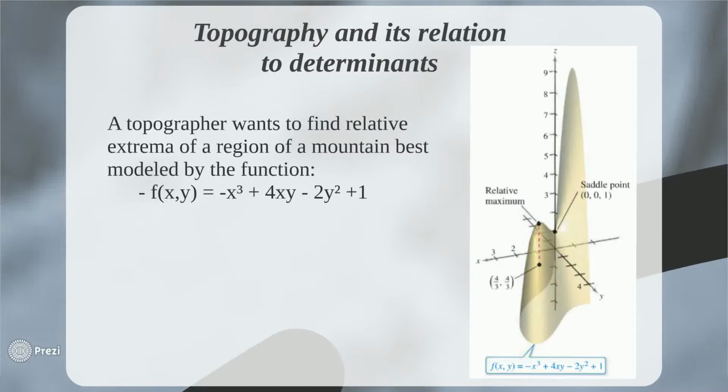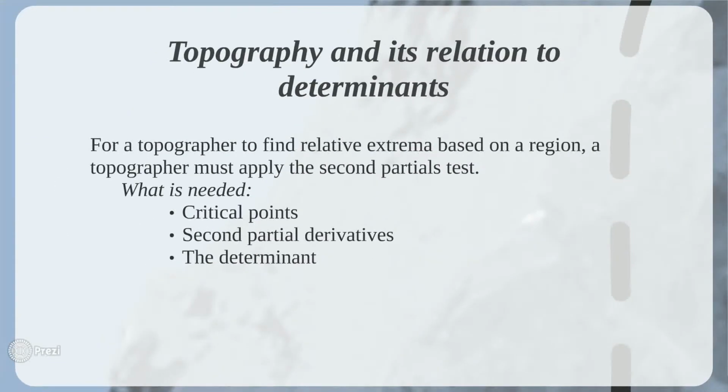Let's say that a topographer wants to find relative extrema of a region of a mountain best modeled by the function negative x cubed plus 4xy minus 2y squared plus 1. For a topographer to find relative extrema based on a region, a topographer must apply the second partials test. What is needed? Critical points, second partial derivatives, and the determinant.